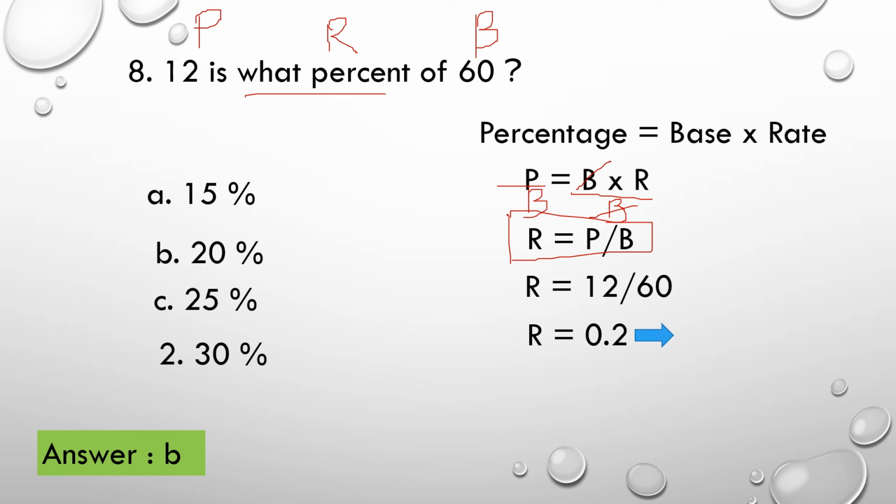But you need to change that to percent. Changing again decimal to percent, this time we're going to move the decimal point 2 places to the right. So you need to add 1 zero. So that is 20%.